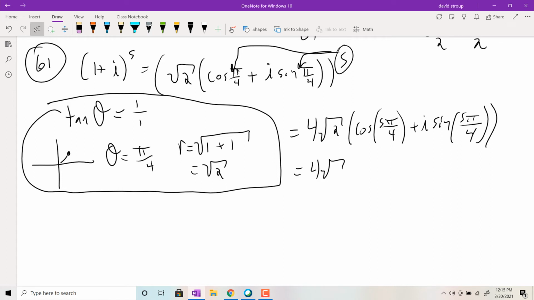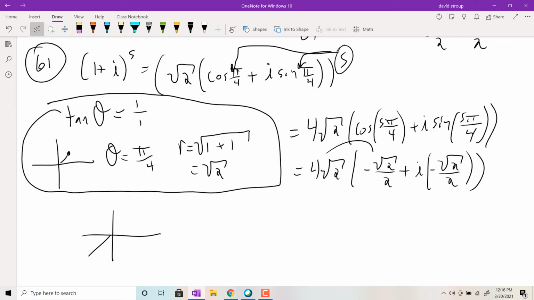So you get 4 root 2 times cosine. So 5 pi over 4 is where? 1, 2, 3, 4, 5. So sine and cosine are both negative root 2 over 2's. And then finally we just distribute.